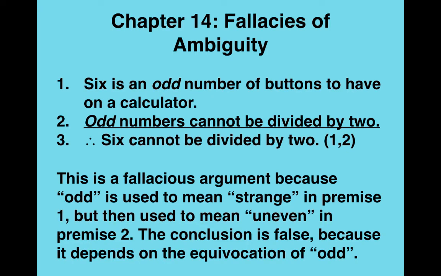In the first premise, odd is used to mean strange, but then in the second premise, odd is used to mean uneven. So the conclusion is false because it depends on the equivocation of the meaning of odd. We've used odd to mean two different things, and then we've drawn a conclusion based on the equivocation, the going back and forth between the meaning of odd.